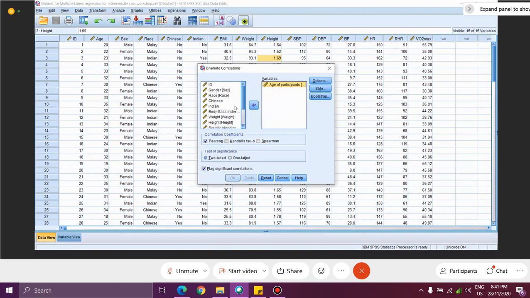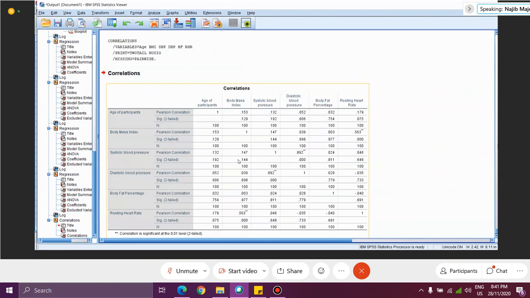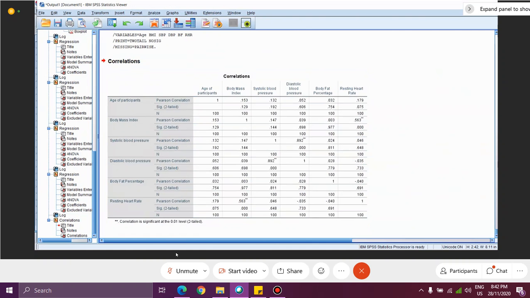Age, BMI, systolic, resting heart rate. Okay, you can examine the correlation matrix and look at the correlation between variables. For example, if in your model you include age of participant and also body fat percentage.